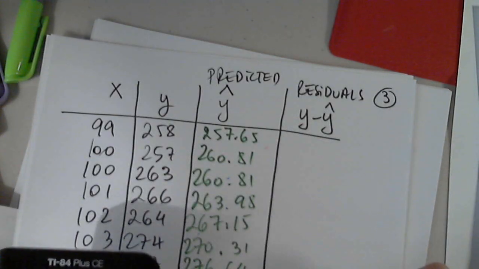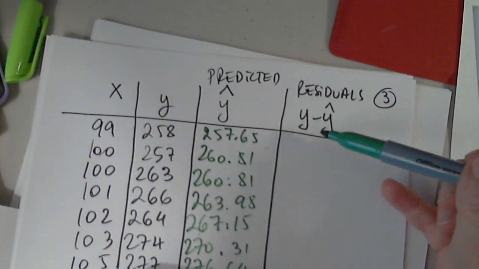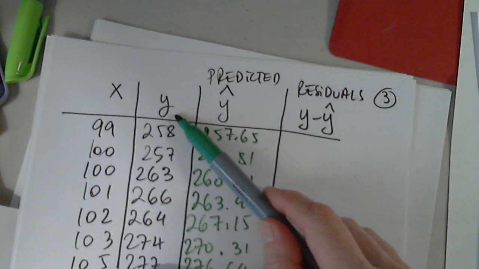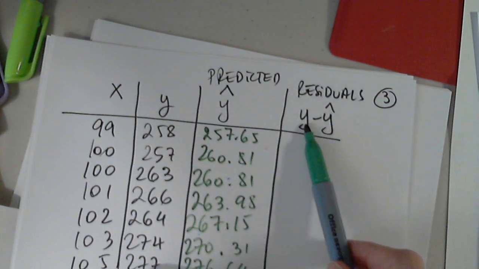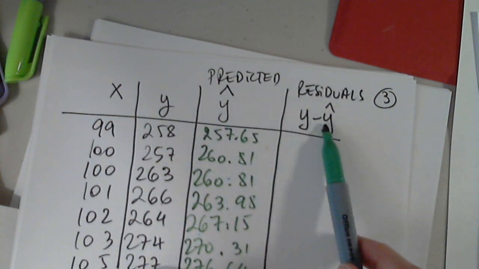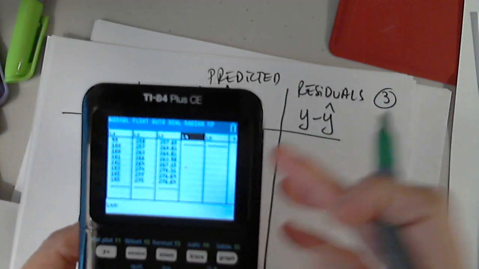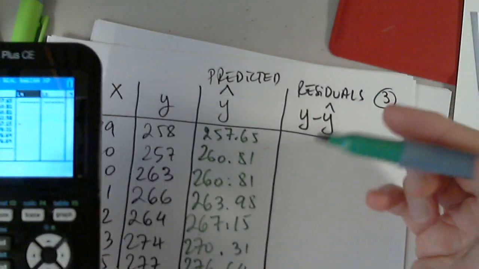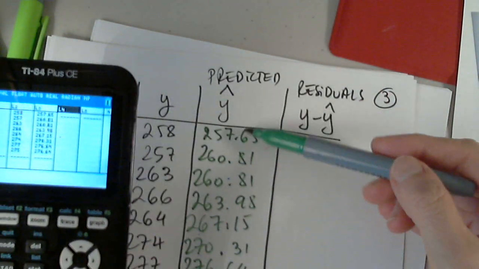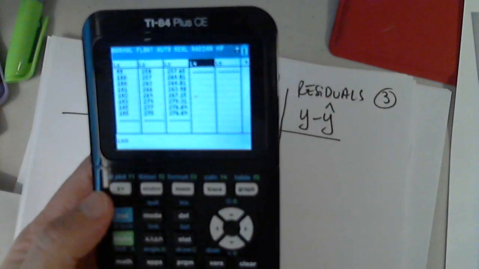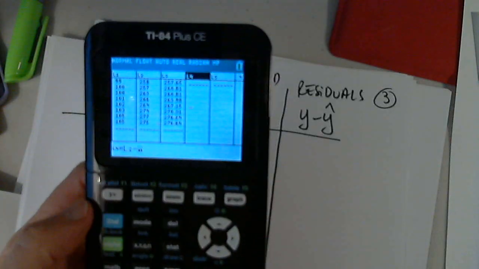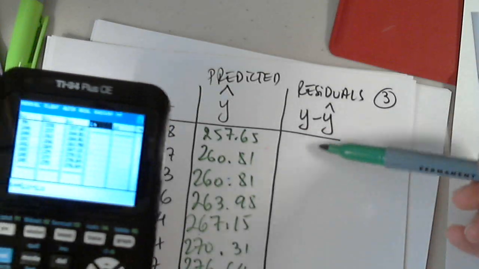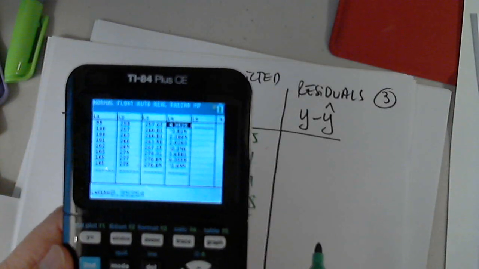Finally, I want to determine the residuals. So now the residuals will be list L2 minus list L3. Go to the label at the top of list L4, and we want list L2 minus list L3. Second L2 minus second L3. When I hit enter, it will create this minus this and put them all at once.